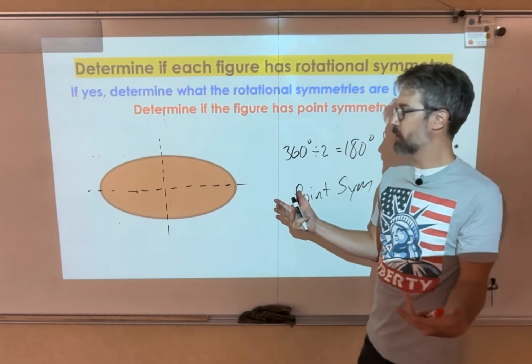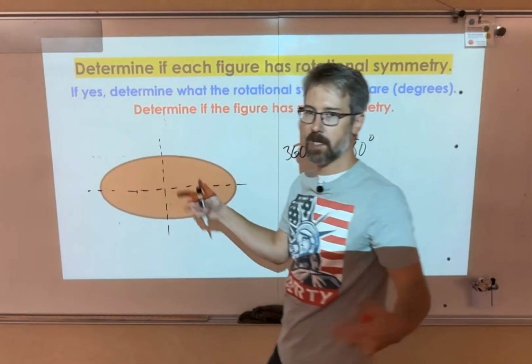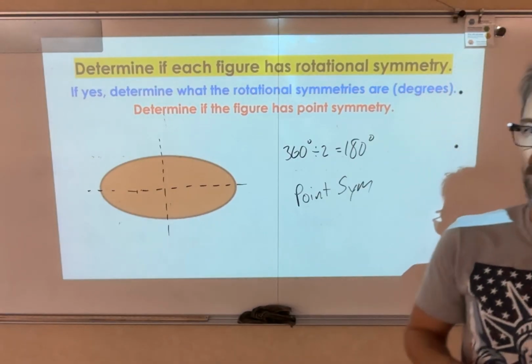Now I can also visually check this, right? If I look at it and I think about it, if I flip this 180 degrees, it maps back onto itself. So this checks out.